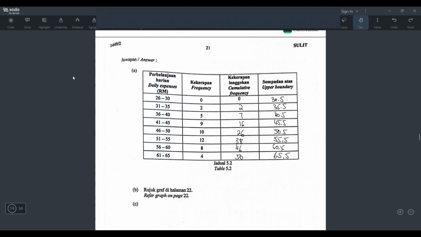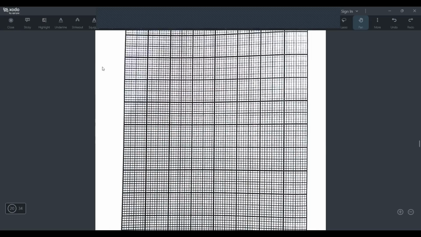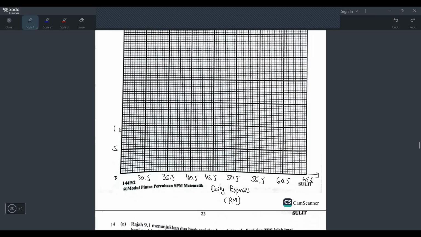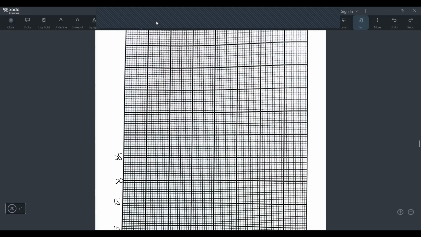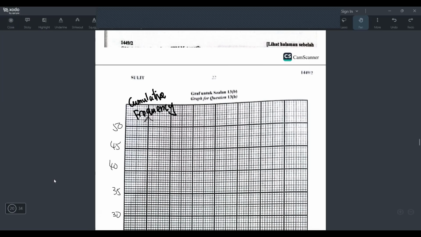The y-axis you use cumulative. For this one you can go straight up 5, 10, 15, no problem. So just put 5, 10, 15, 20, 25, 30, 35, 40, 45, 50. And then here you will write cumulative frequency. Okay, let's make it thicker. After you write, now you can start to plot.